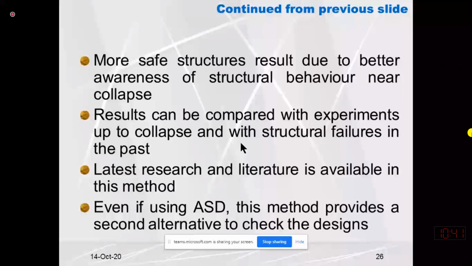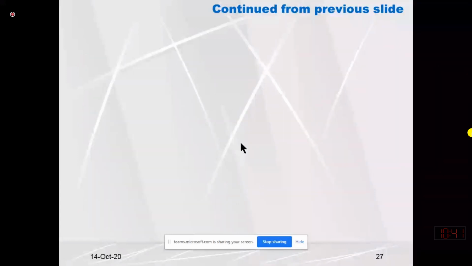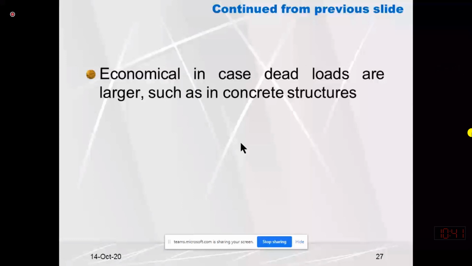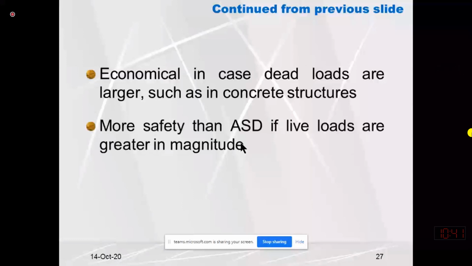LRFD is economical in case dead loads are larger, such as in concrete structures. Of course, in concrete structures, two thirds is the dead load. Since we are using a smaller factor with the dead load, our structure is highly economical in the case of concrete. But in steel structures, the dead loads are less, so ASD and LRFD may give comparable results in terms of economy. LRFD is more safe than ASD if live loads are greater. If live loads are larger, because we are using a high factor of safety with the live load, the result will be more on the safer side.